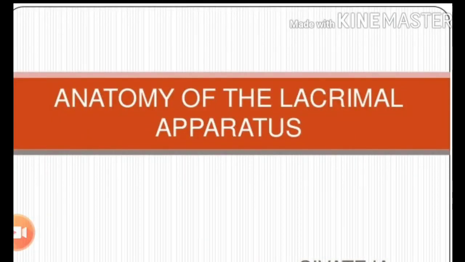Good morning, student. Today our topic is anatomy of lacrimal apparatus. This is an interesting and important topic, and it is asked in your university exam as an essay question.